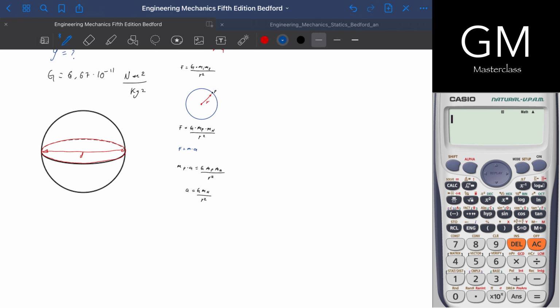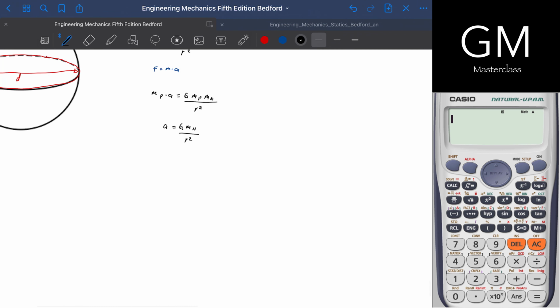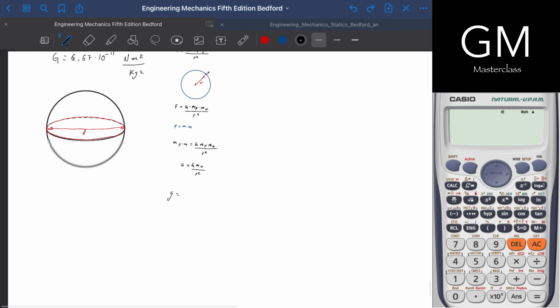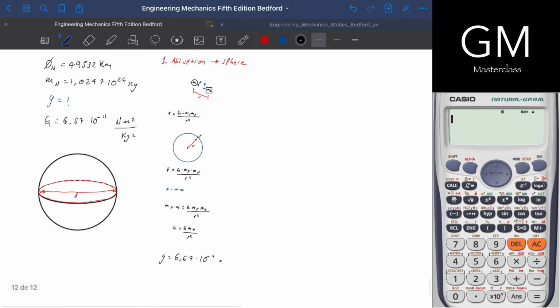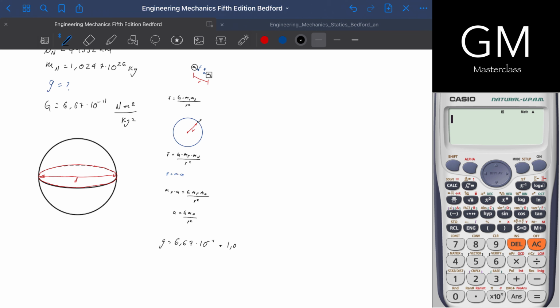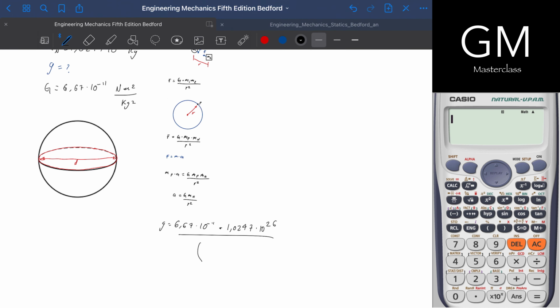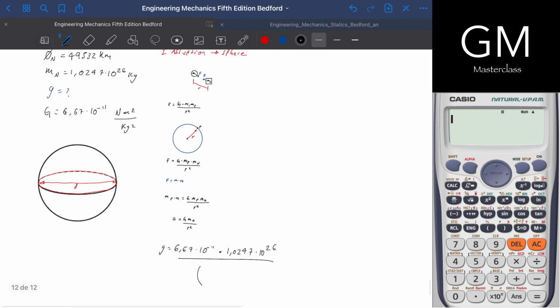Now the answer will be g is equal to 6.67 times 10 to the minus 11 multiplied by mn, which is 1.0247 times 10 to the 26th power, divided by 49,532 divided by 2, because it's the radius, to the second power.